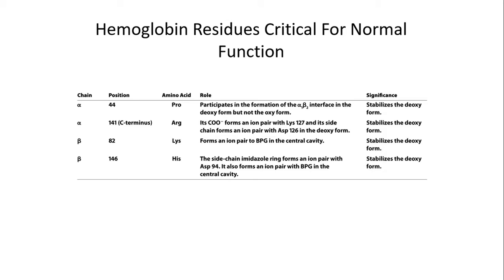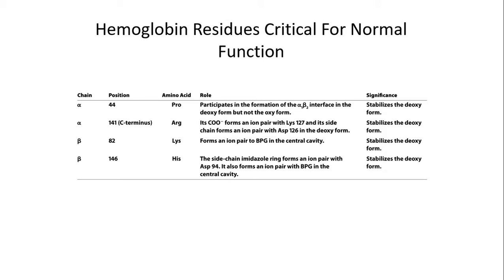Here are four particular amino acids that have been found to be critical for normal function of hemoglobin. Notice that what all of these amino acids do is stabilize the deoxy form, and there's one in each of the alpha chains, different positions, and one in each of the beta chains, also at different positions. You're not responsible for what the roles are here, but please note that there are these four that are absolutely critical for function.